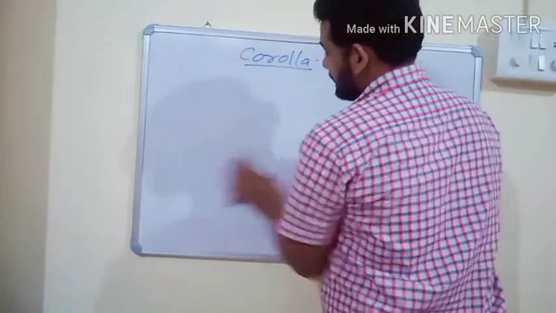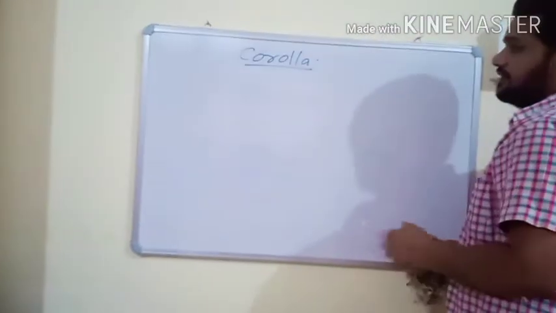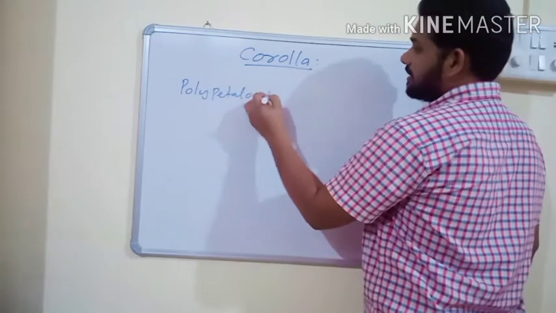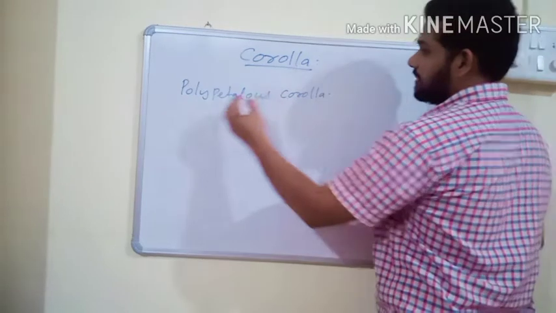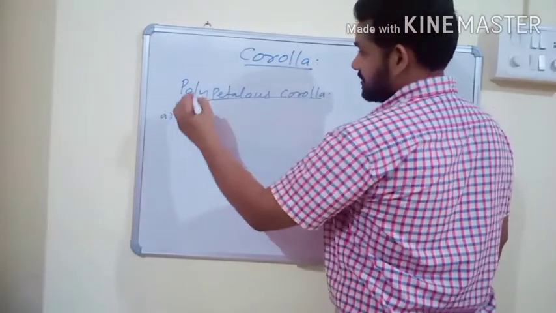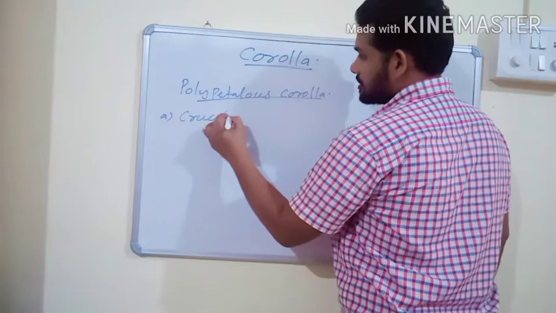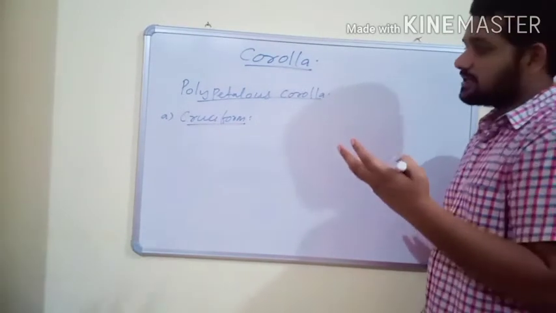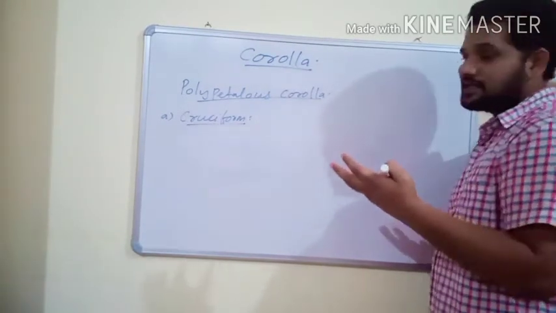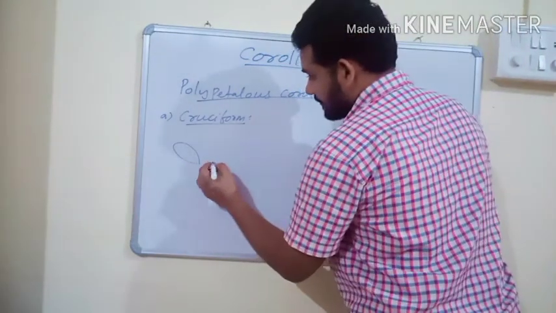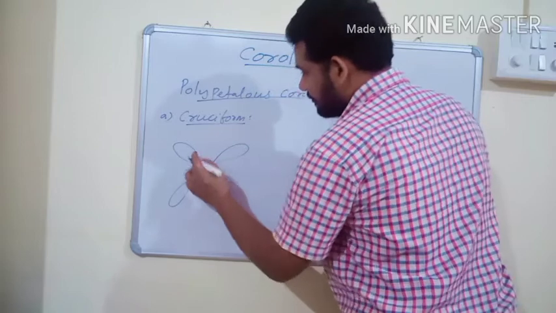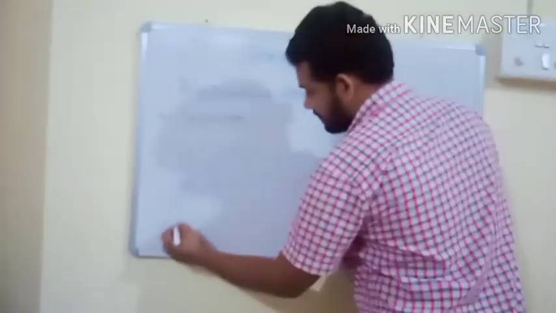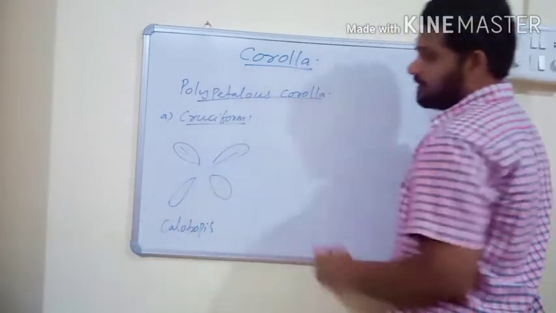Polypetalous corolla has various shapes. Polypetalous corolla means petals are free, and this corolla has different shapes, like cruciform corolla. In cruciform corolla, there are 4 free clawed petals, and these 4 free petals are arranged like a cross. These are the 4 free petals, and they are arranged like a cross or diagonally. And this type of corolla is usually present in Calotropis.